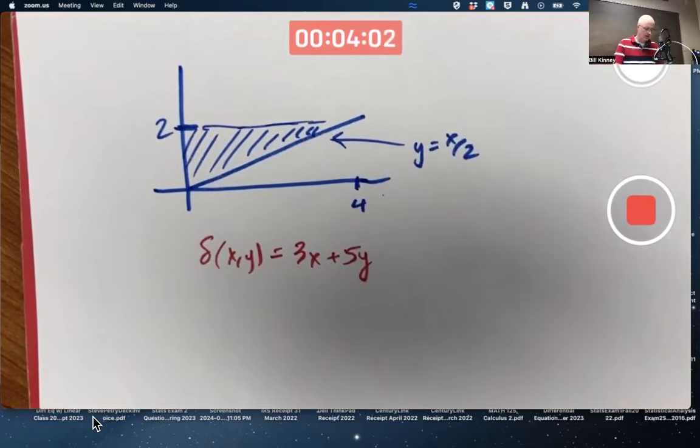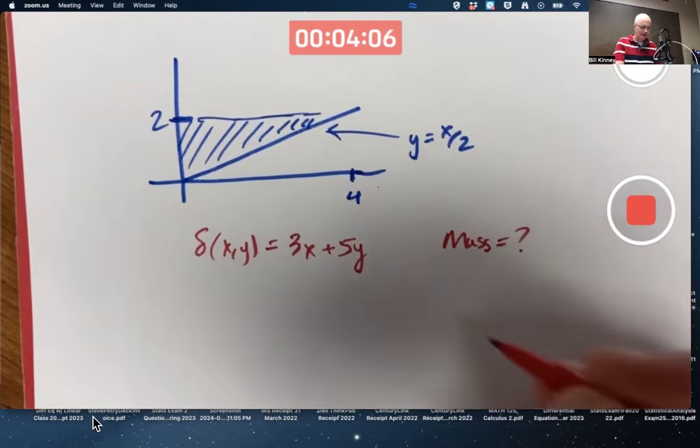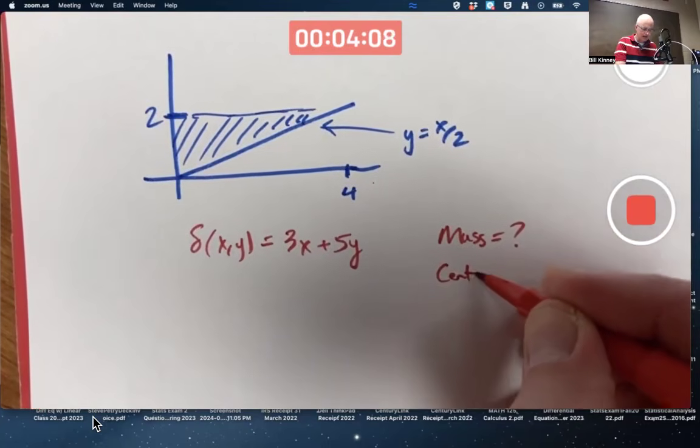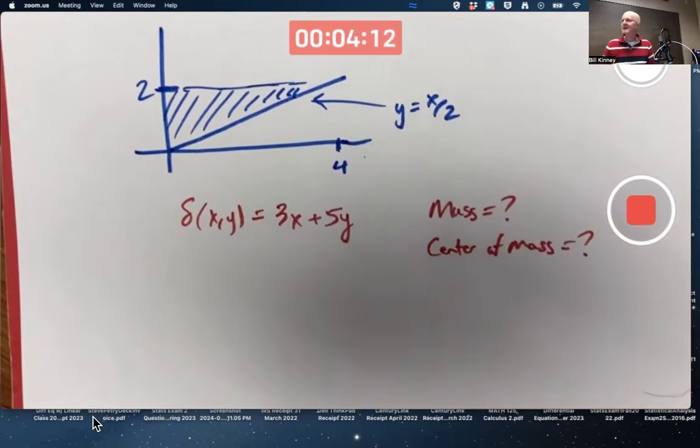What do I want to know? I want to know the mass and the center of mass. Focus on the mass first. How do you think about it?